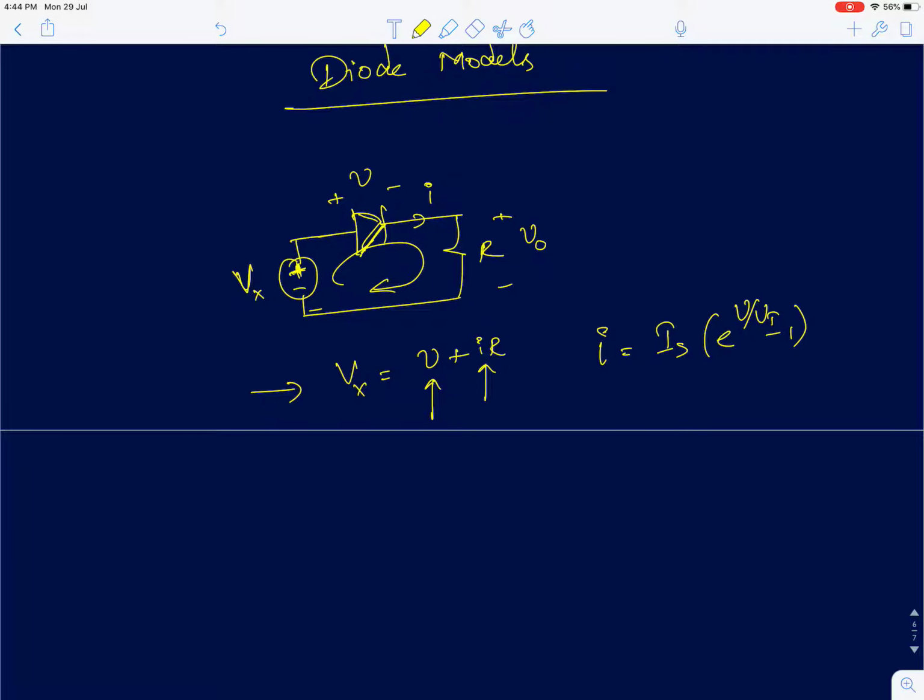Now to find the voltage and current in this circuit, I have to actually solve a nonlinear equation. There are two unknowns and two equations, but one of the equations is nonlinear. So you can't do a hand calculation. You can't simply solve this problem using simple hand calculations. You have to solve it iteratively or use a computer.